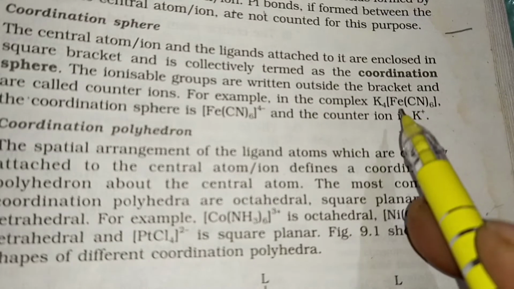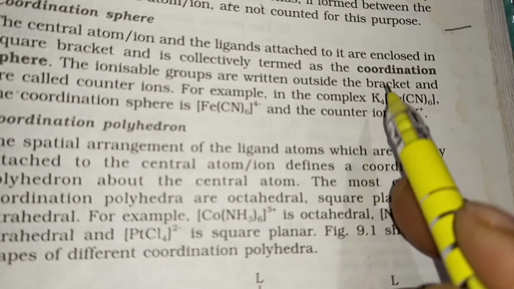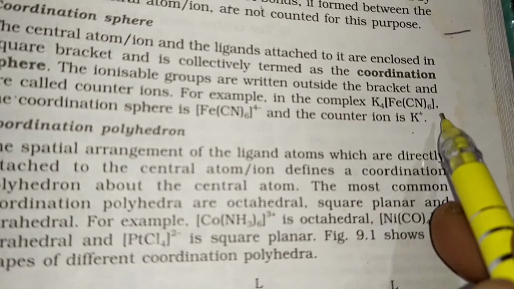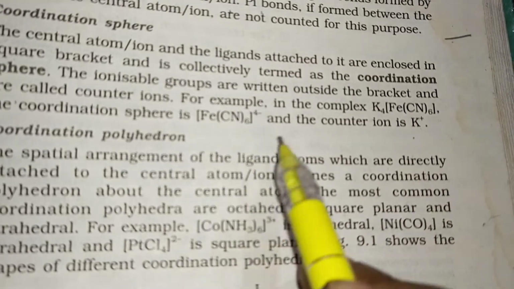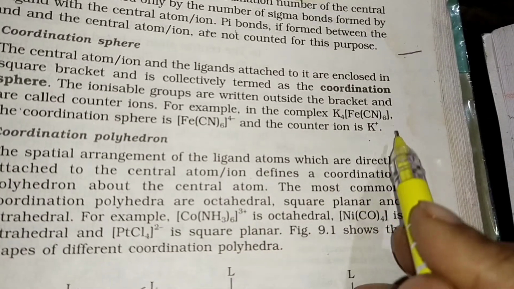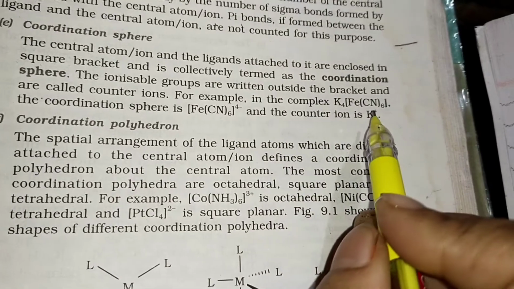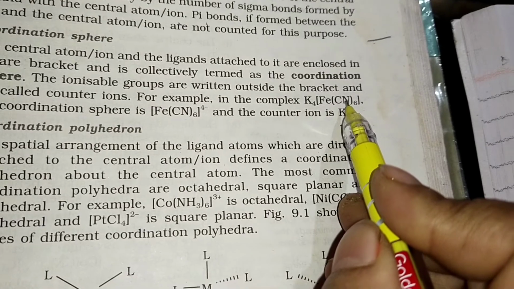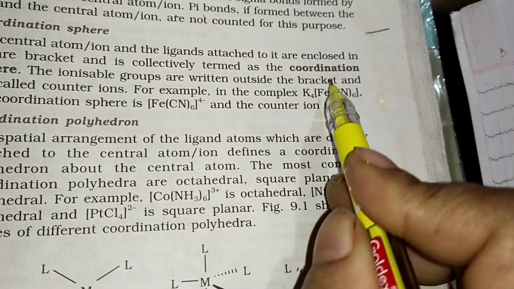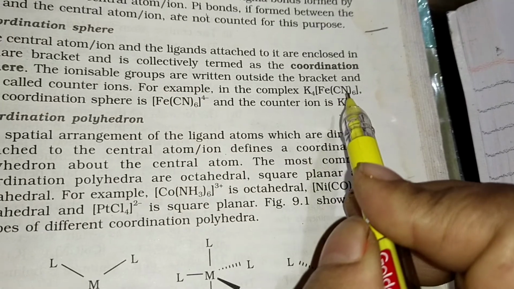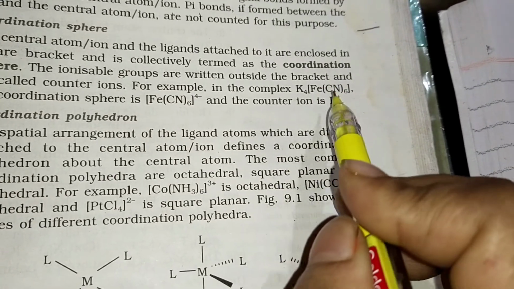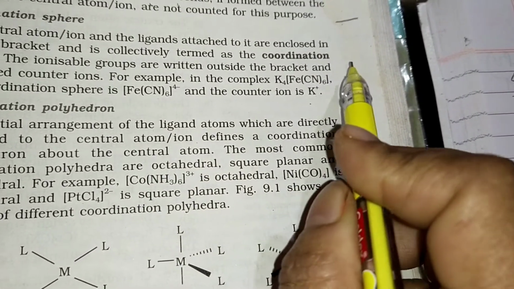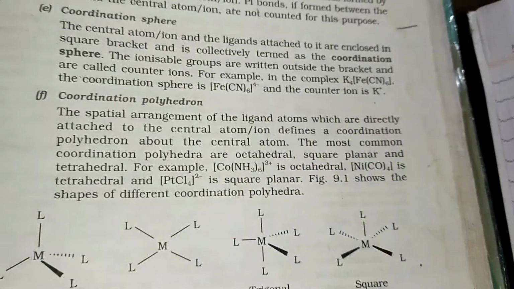So here K4[Fe(CN)6]. What is present in the square bracket is called the coordination sphere. So [Fe(CN)6]4- with charge is the coordination sphere, and the counter ion is K+. Why it is 4, that also we'll discuss. Since 4- is coming, definitely 4 K+ will be coming. CN is 6 minus and Fe is plus 2, so 6 minus 2 gives minus 4. To balance the minus 4, K4 is added here. That also we will discuss.